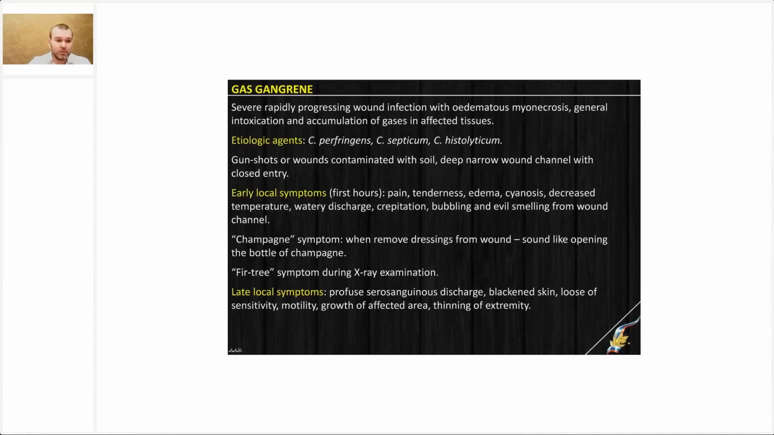The second type of disease which is caused by Clostridium perfringens is gas gangrene. That disease is more important, more dangerous, and more famous in medical facilities and the medical community. It is known as a very severe, rapidly progressive infection of the wound with severe damage of muscles and severe damage of adipose tissue, which with time will lead to common intoxication.